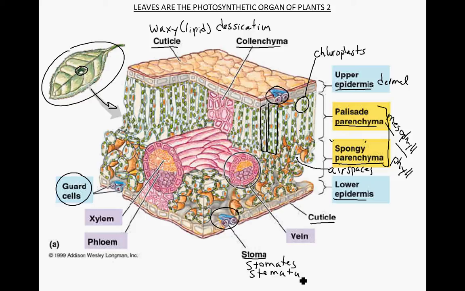The stoma is not actually a structure. The stomata are gaps, or holes, or pores in the underside of the leaf. And these gaps, these pores, are between the two guard cells, flanking them on either side. More on those in just a minute.